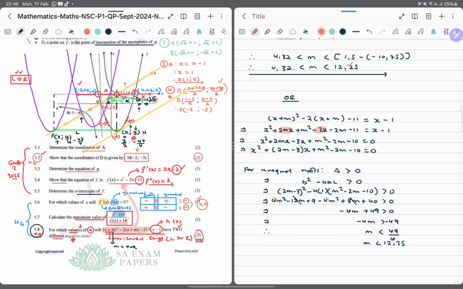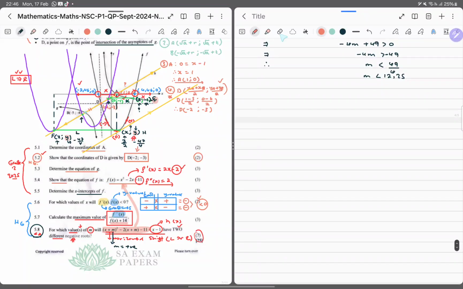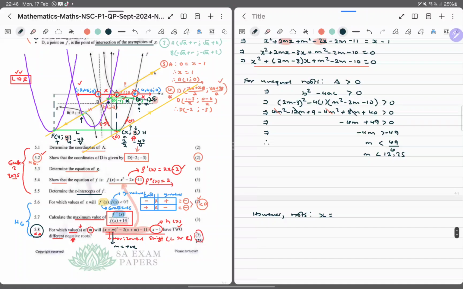But now remember, it only answers the question partially. Because how do we find the next piece? We need to look at the actual roots of this equation. We can say here, however, the roots are such that x is equal to, now we know the discriminant, we're going to move a bit faster, guys. The roots is going to be minus the coefficient there, which is 2m minus 3, plus or minus the square root of.